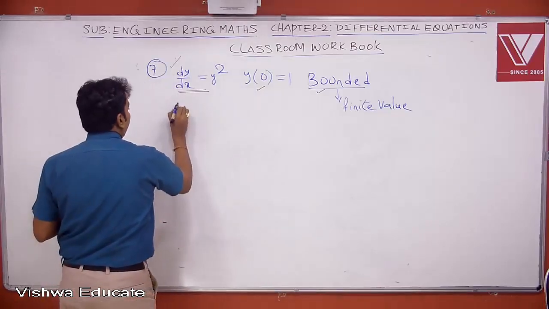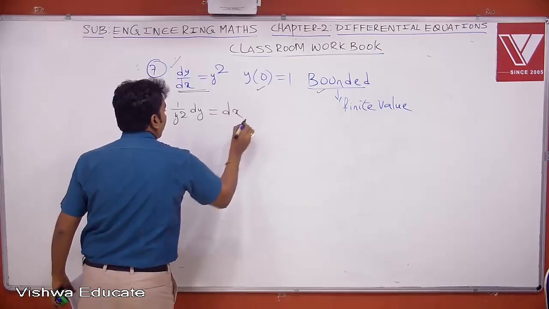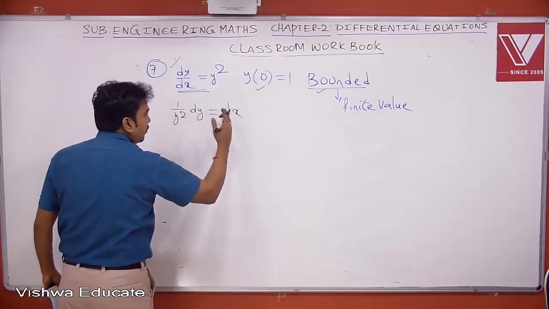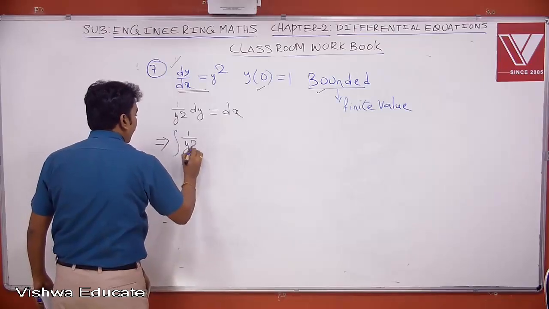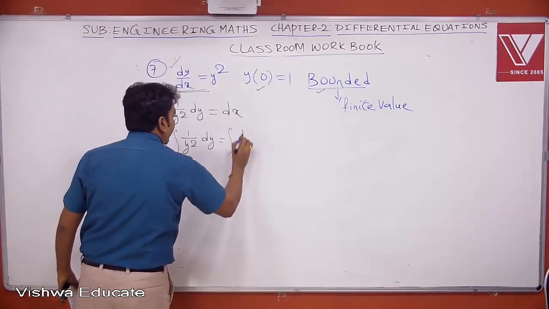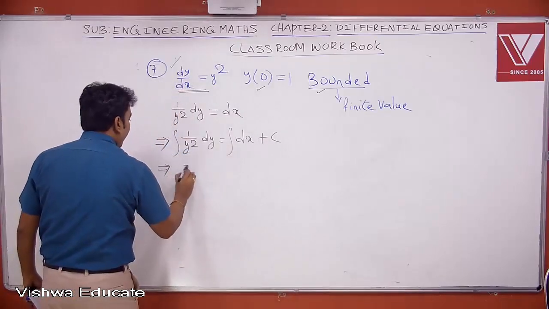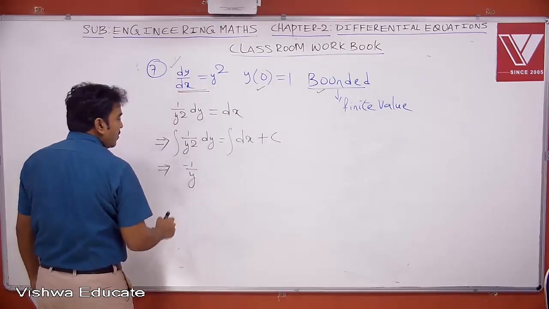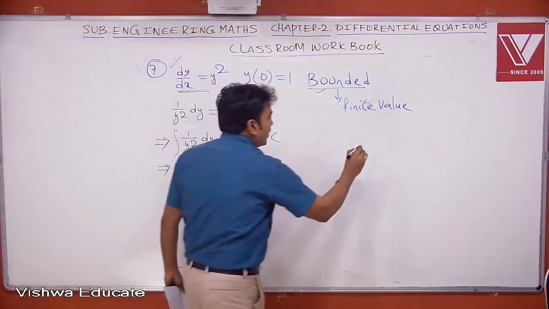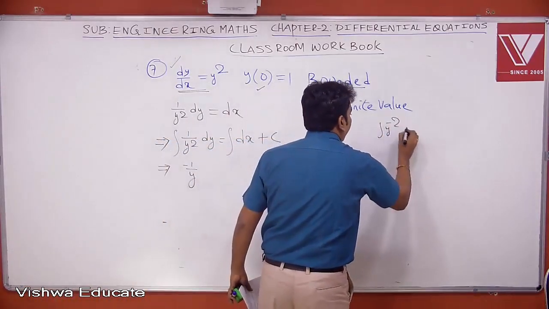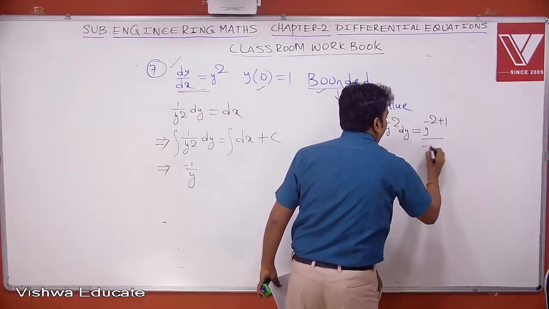Now this is 1 by y square into dy equal to dx. Y variables are on one side, x variables are on one side. So integrate on both sides. Integral 1 by y square dy equal to integral dx plus c. So integral 1 by y square is minus 1 by y. This can be done like this: integral y power minus 2 dy, so this is y power minus 2 plus 1 by minus 2 plus 1.